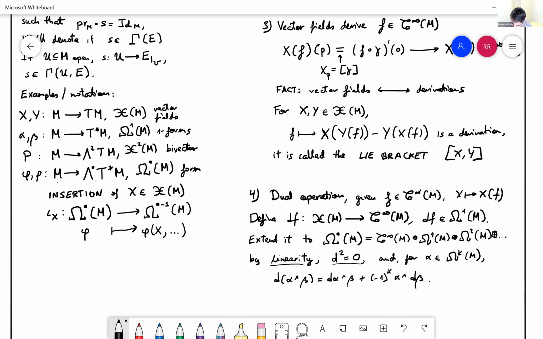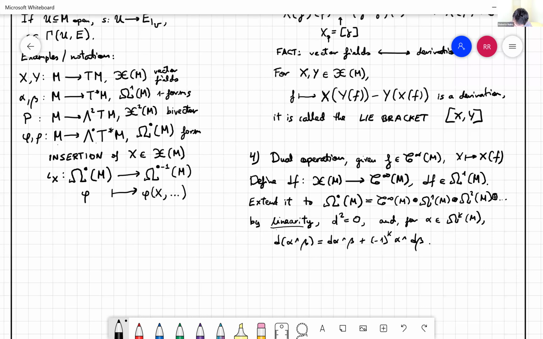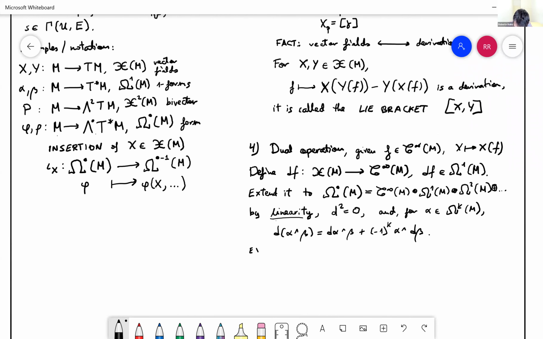So this is another basic differential geometric object that we are going to use so much that it was worth remembering. So exterior derivative, d going from here to here.